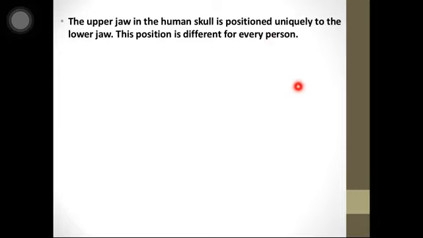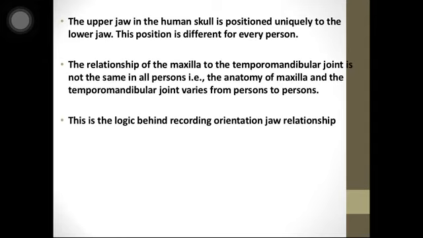This position is different for every person, and the relationship of the maxilla to the temporomandibular joint is not the same in all persons. That is, the anatomy of maxilla and the temporomandibular joint varies from person to person, and this is the logic behind recording orientation jaw relation. Orientation jaw relation is basically, if you try to understand, a spatial relationship of maxilla to the base of the skull.